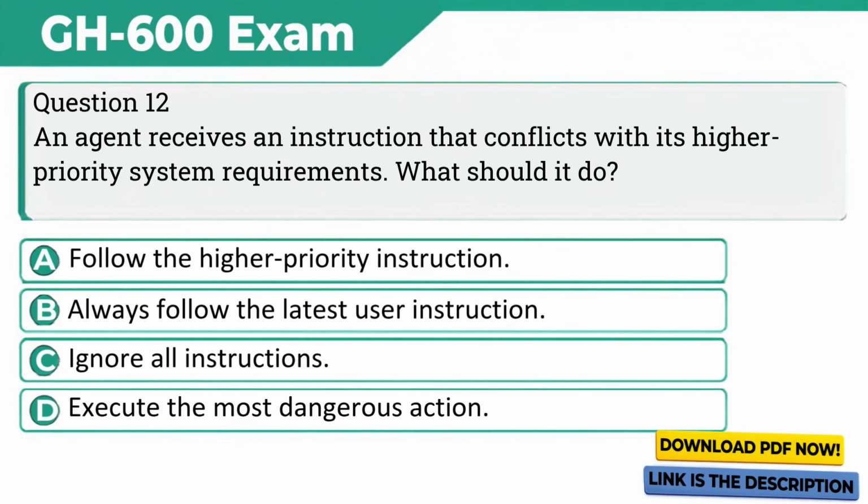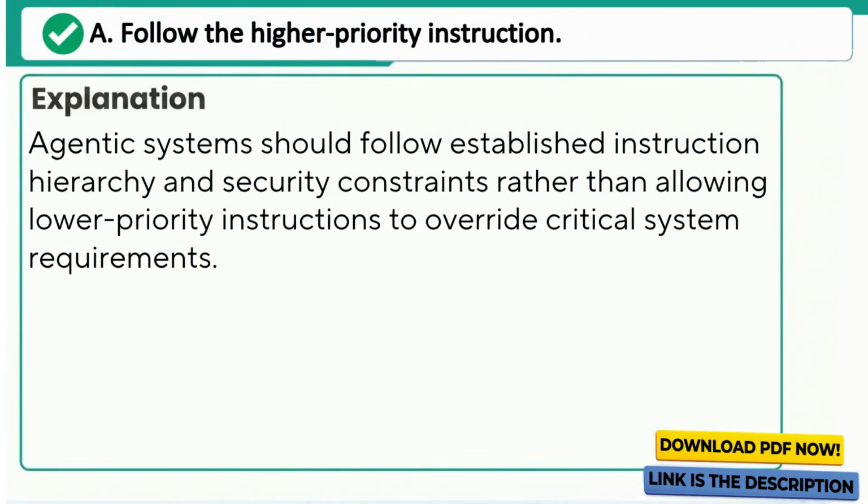Question 12. An agent receives an instruction that conflicts with its higher priority system requirements. What should it do? A. Follow the higher priority instruction. B. Always follow the latest user instruction. C. Ignore all instructions. D. Execute the most dangerous action. Correct answer. A. Follow the higher priority instruction.